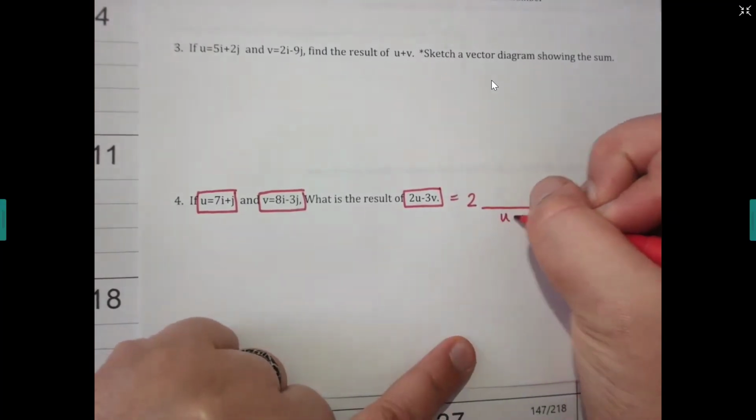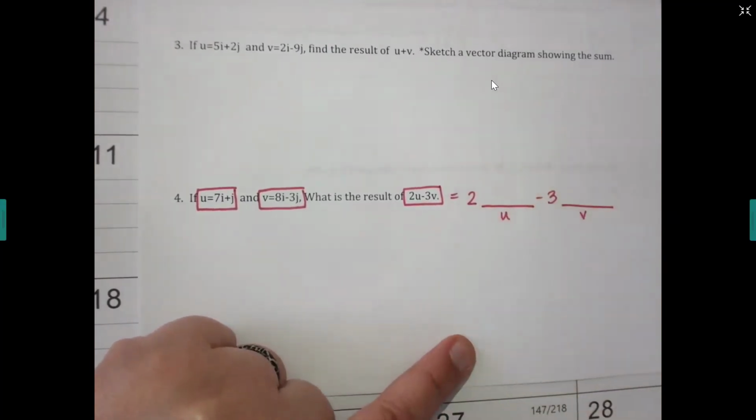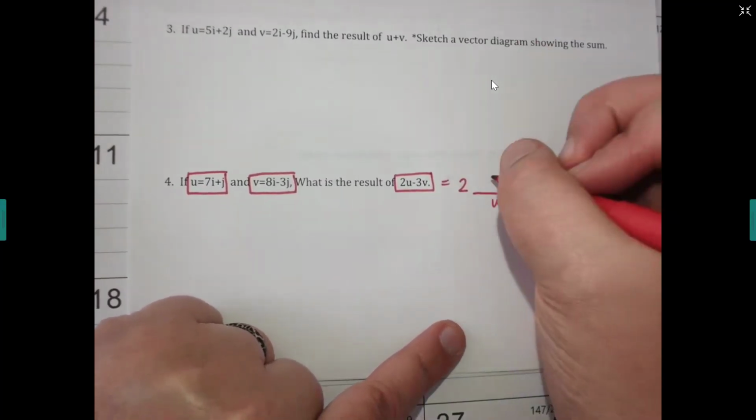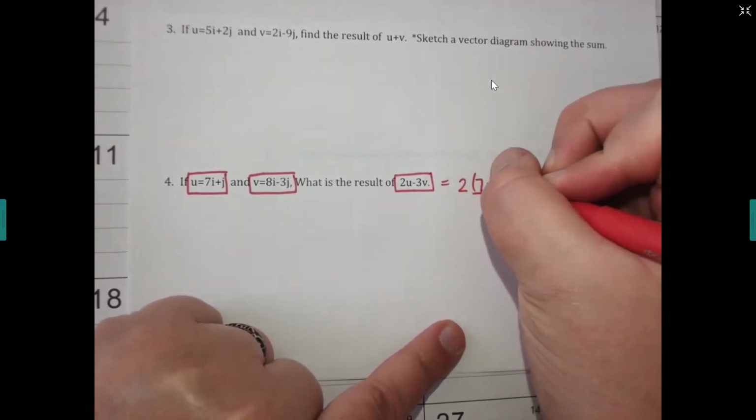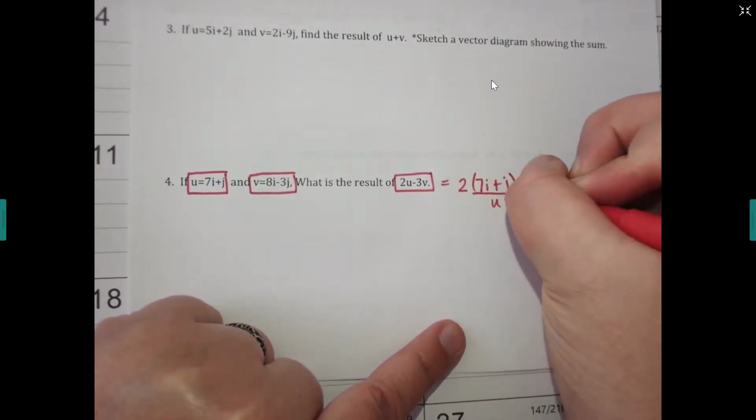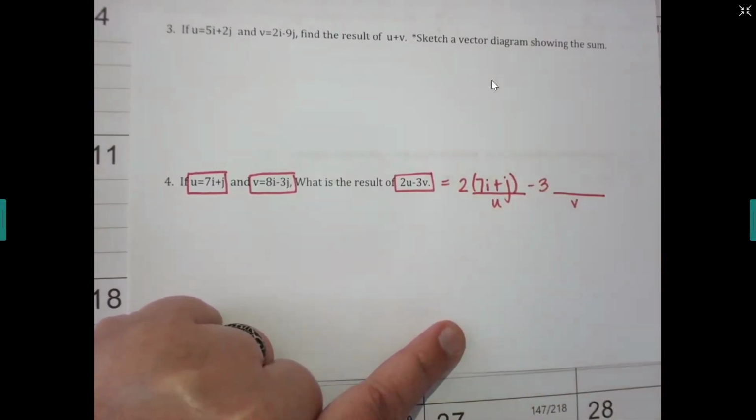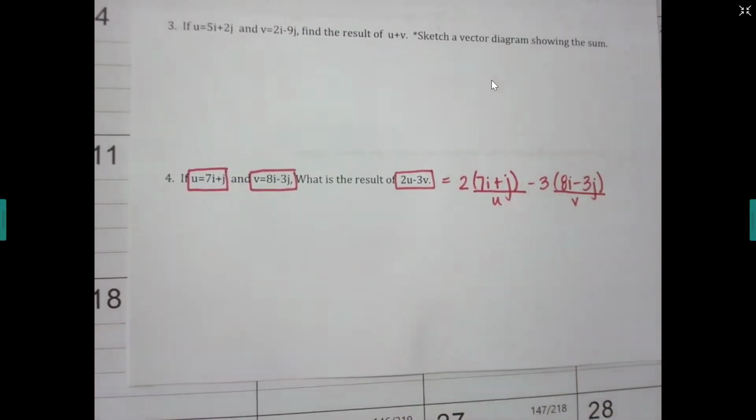So my u is going to go here. My v is going to go here. My u is a 7i plus j. And my v is an 8i minus 3j. Okay, then remember, you're going to follow PEMDAS on this. The M stands for multiply. So any outside numbers, you're going to times those in first. Then you'll add or subtract the like pieces.